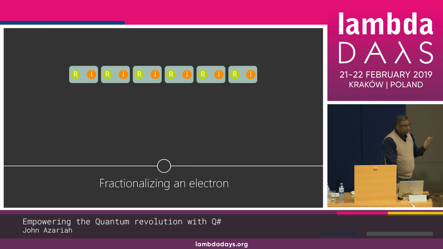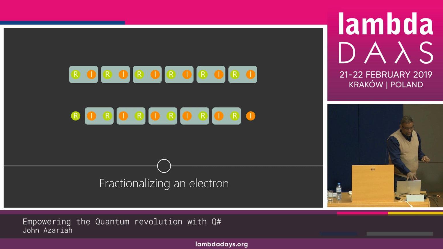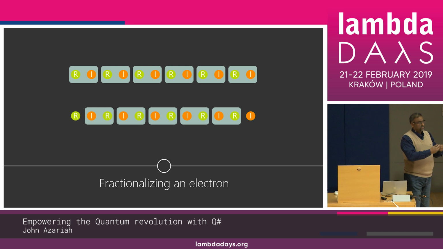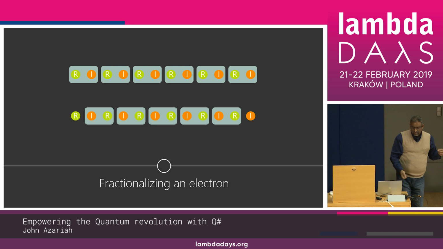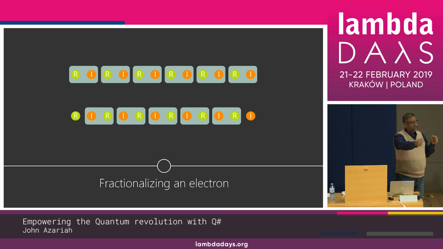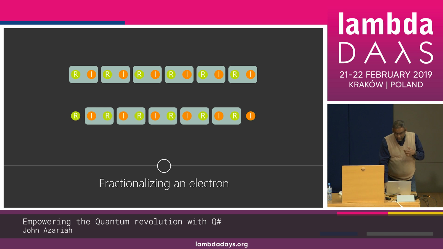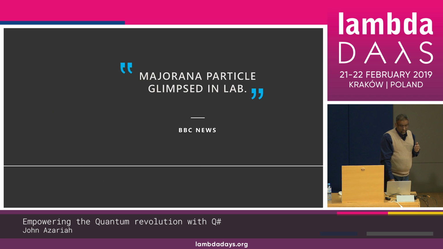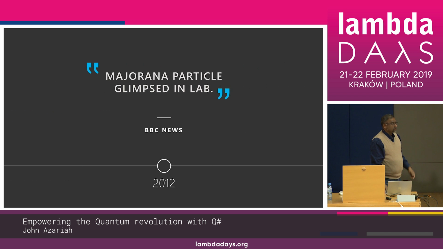It turns out it's almost like making a fractional electron. And this piece I will just skip over. But the idea is that under the right physical conditions, you can set up a chain of these things and then shift the chain a little bit so that the electron effectively appears half and half on two ends of a very long chain, which means that it's very difficult to destabilize such a system. And we actually glimpsed this in the lab in 2012.